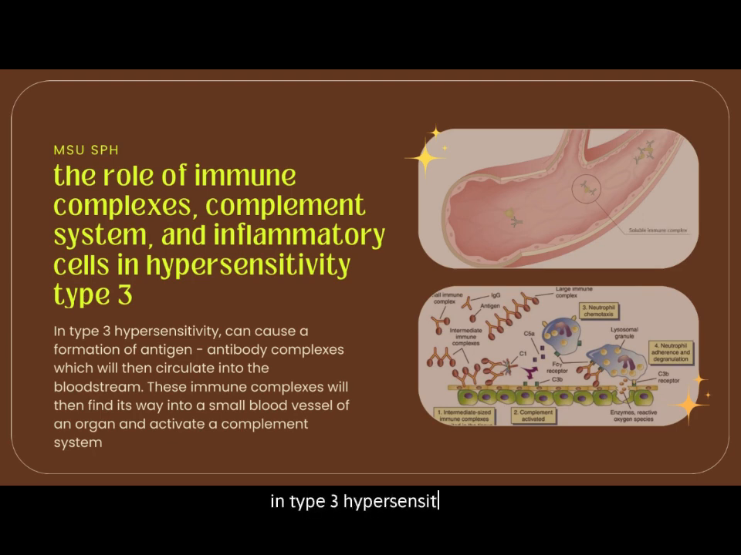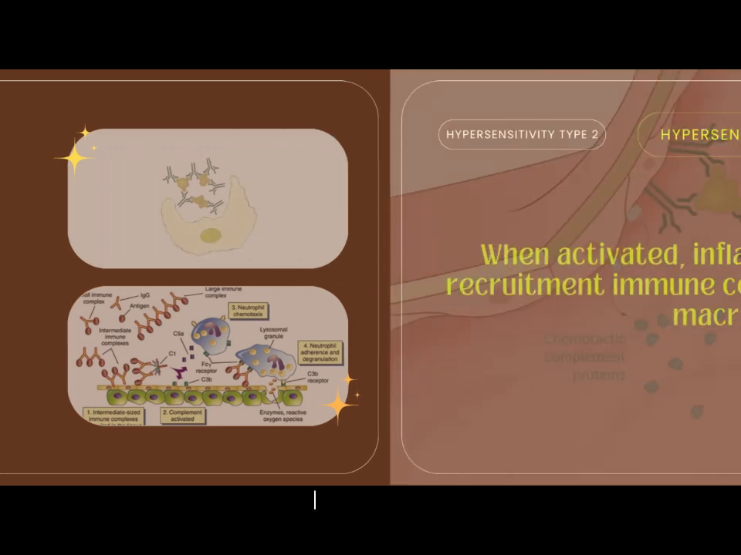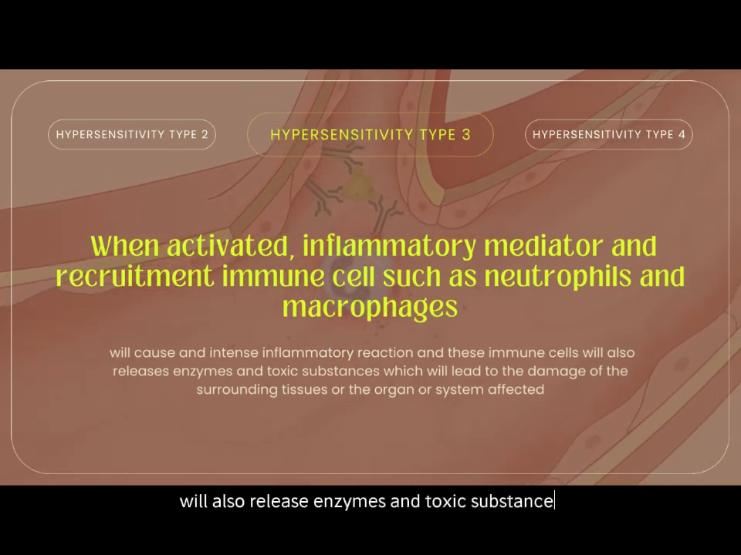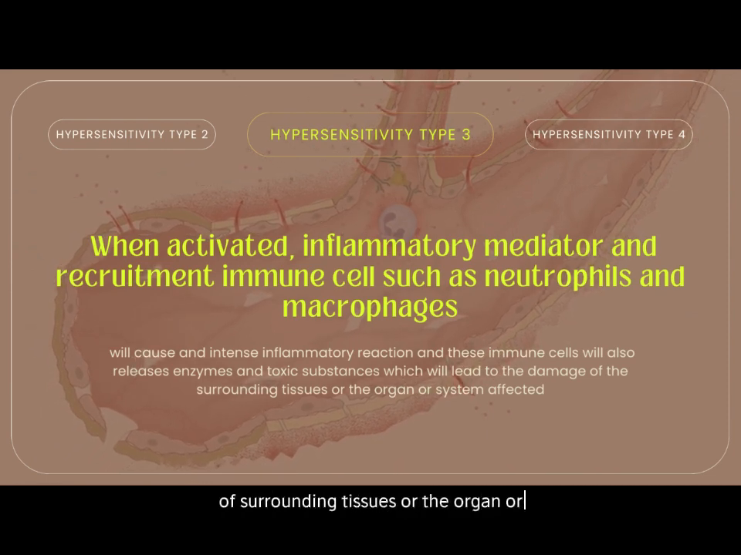In type 3 hypersensitivity, it can cause the formation of antigen-antibody complexes, which will then circulate in the bloodstream. These immune complexes will then find their way into small blood vessels and the organs and activate the complement system. When activated, the inflammatory mediators and recruited immune cells such as neutrophils and macrophages will cause an intense inflammatory reaction, and these immune cells will also release enzymes and toxic substances, which will then lead to the damage of surrounding tissues or the organ or the system that is affected in the area.